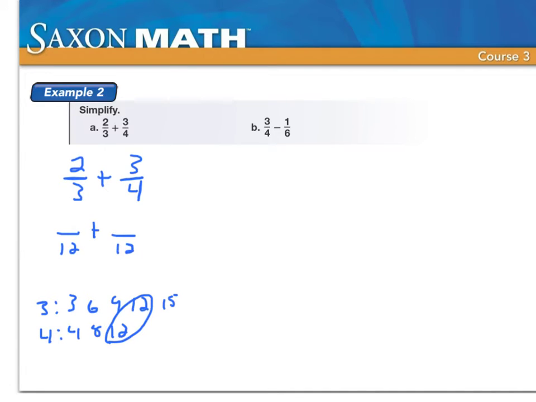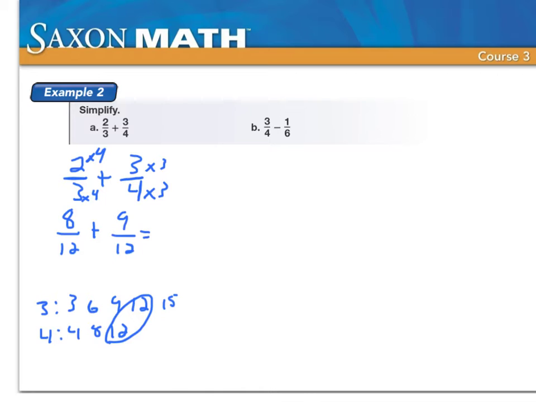Now I need to think to myself, 3 times what gives me 12? Well, I know 3 times 4 gives me 12, so I need to do the same thing to the top. If I multiply the bottom by 4 to get 12, I have to multiply the top by 4 and get 8. Likewise, I know 4 times 3 gives me 12, so I need to multiply this top by the same number. 3 times 3 is 9. Now I've got common denominators.